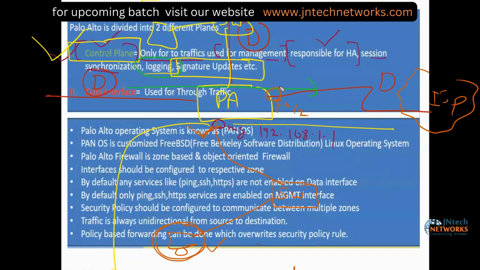Yes, sir. In FortiGate, if you want to download the latest signature, we use FortiGuard. Here in Palo Alto, we use updates.paloaltonetworks.com. You can connect your firewall device to it.